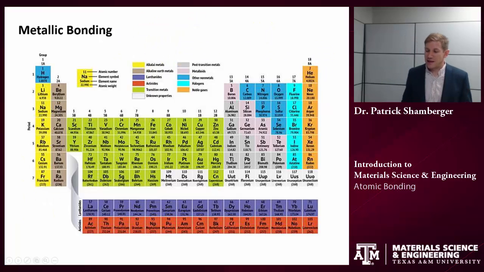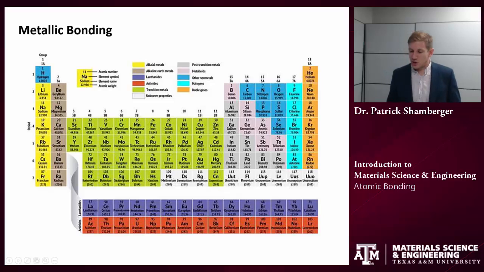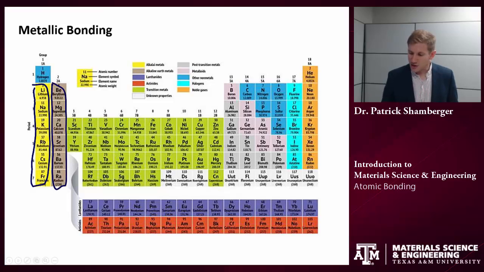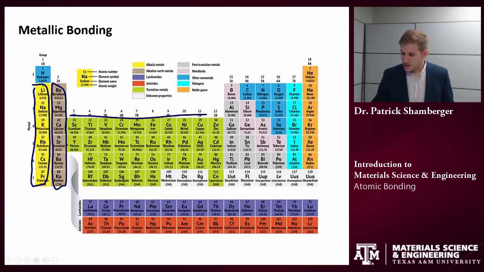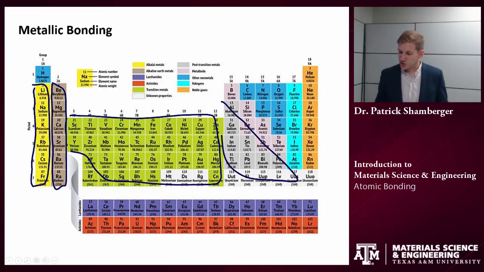Next, let's think about metallic bonding. Metallic bonds would tend to be made by atoms that have partially filled electron orbitals interacting with other atoms with similar electronegativity. So we see metallic bonds in the alkali metals, in the alkaline earth metals, in the transition metals, and in the post-transition metals.